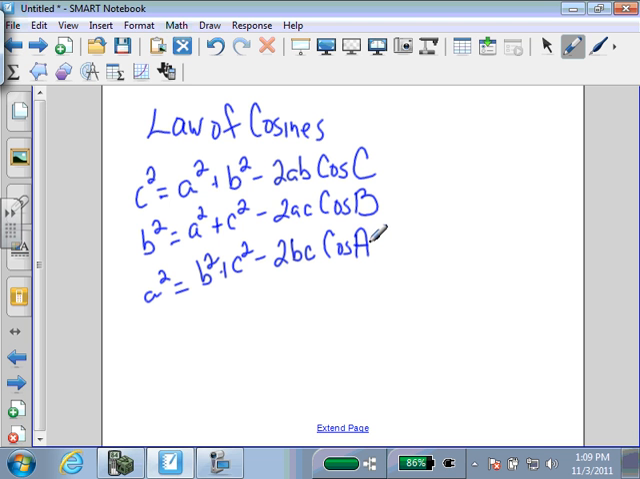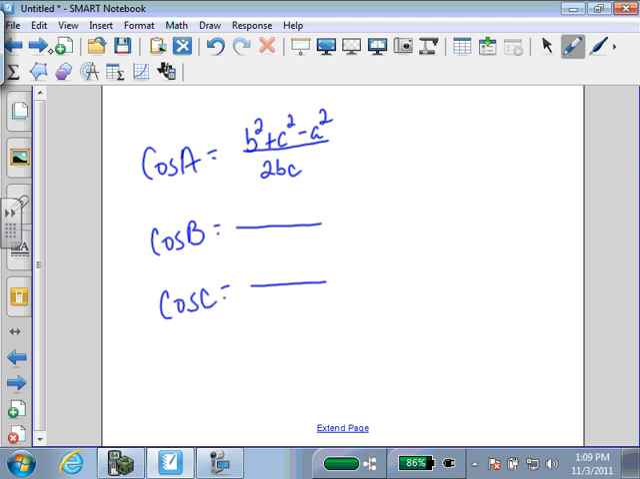So those are the 3 formulas for finding the sides of the triangle. But in order to use them, you'd have to know one of the angles and the 2 sides that make up that angle. In other words, you'd be in the side-angle-side case. The others are for finding angles.